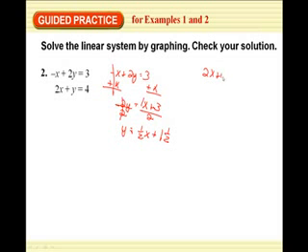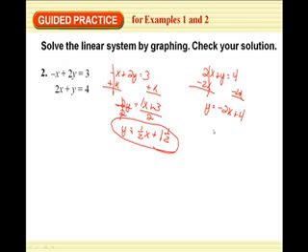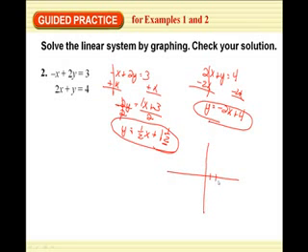Now let's get this one in slope-intercept form. Maybe my graph will look better. Subtract 2x from both sides, y equals -2x plus 4. So these are the two equations right here that you're going to graph. Remember, the b is where you start. So I apologize ahead of time for my graph. It's not going to be good.